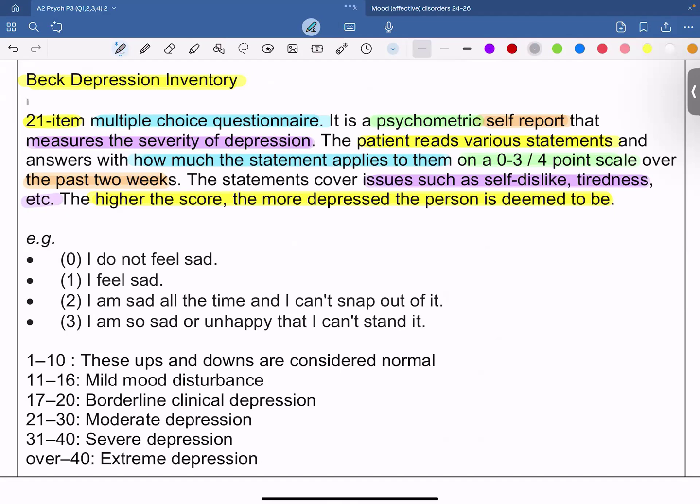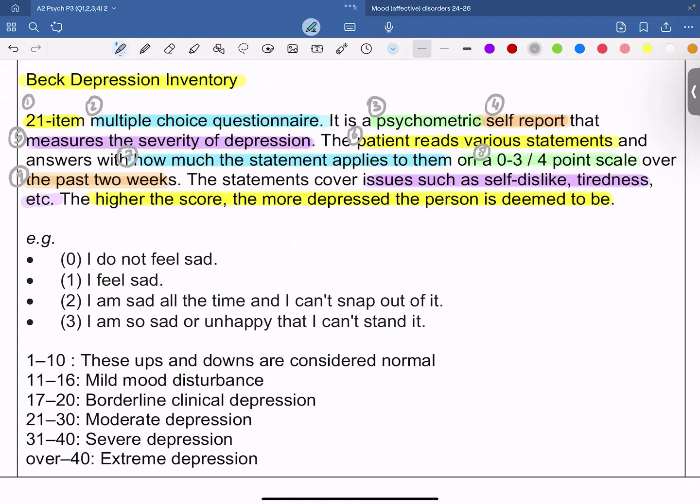So, about the Beck's Depression Inventory: number 1, 21 items; number 2, a scale comprised of multiple choice questionnaires; number 3, psychometric measures; number 4, self-report measures; number 5, helps measure the severity of depression; number 6, the patient reads various statements and answers with how much a particular statement applies to him or her. Number 8, there's a scale that ranges from either 0 to 3 or 0 to 4. Through this scale, you need to see the extent to which a particular statement applies to you, keeping the last 2 weeks in mind.